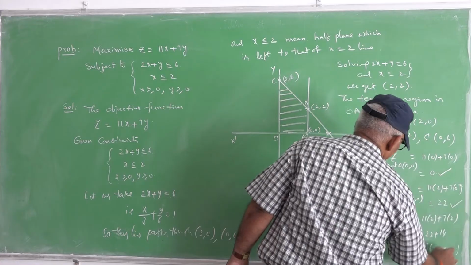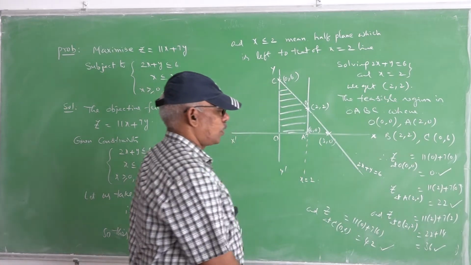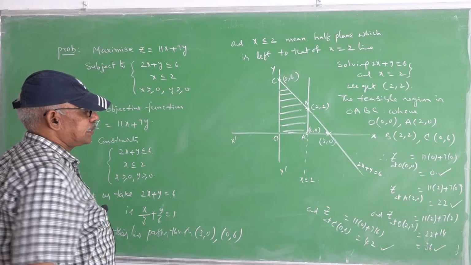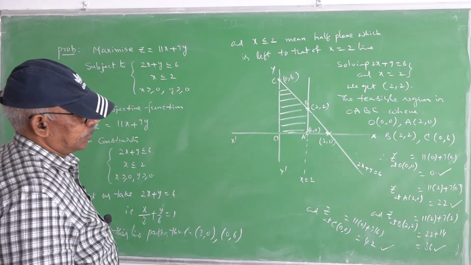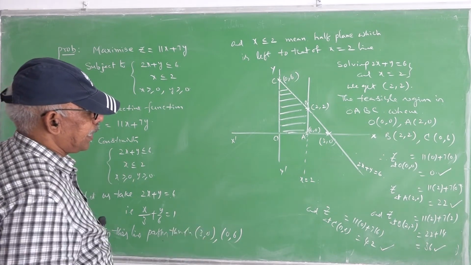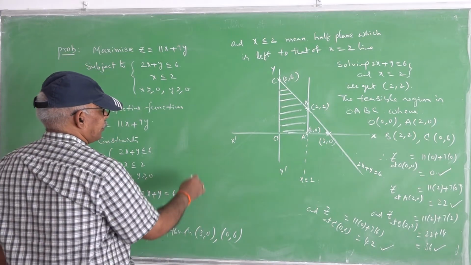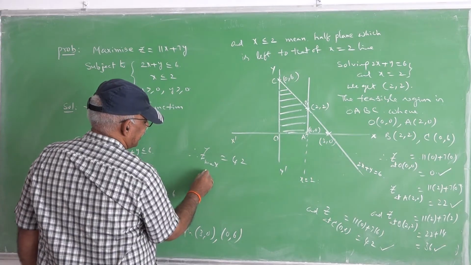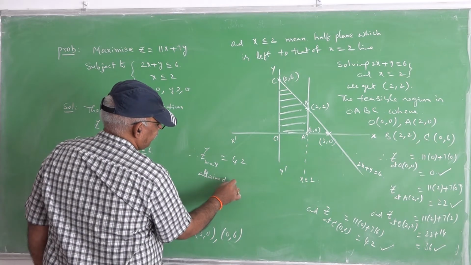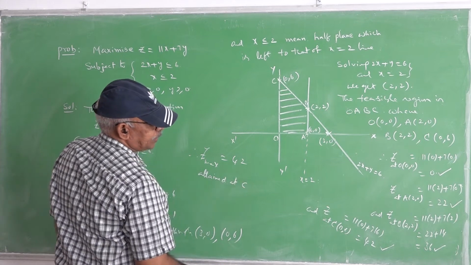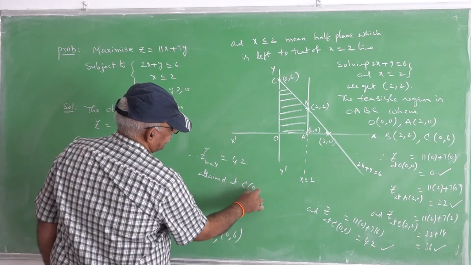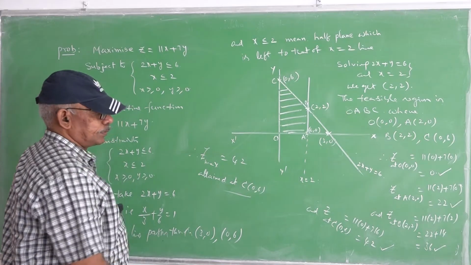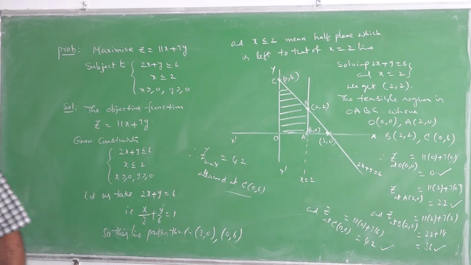Out of these 4 values, the maximum value is obtained at C 0 comma 6. So, Z maximum is 42, attained at the corner C. So, the solution of this linear programming problem is 42, because the maximum value of the objective function is 42.